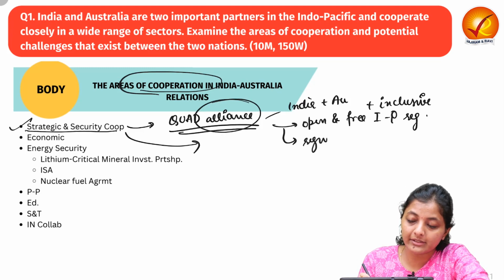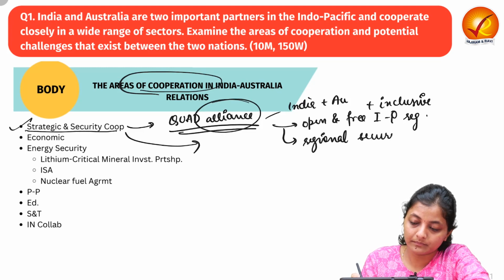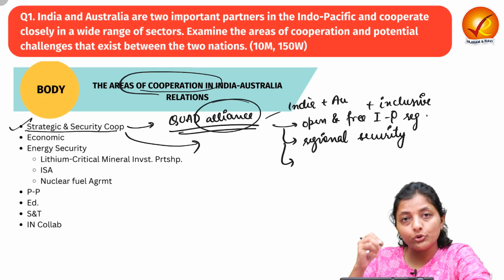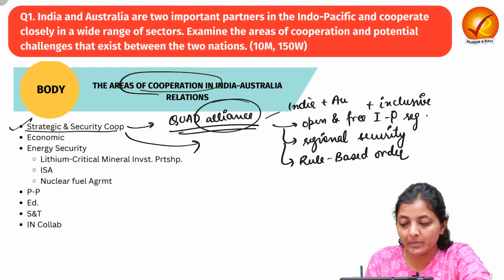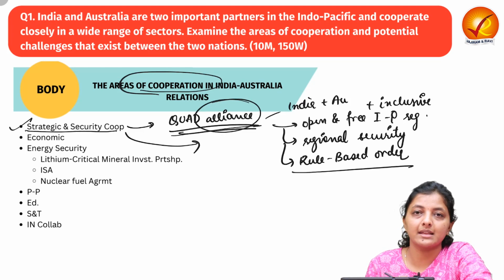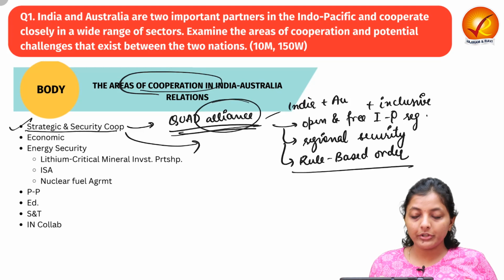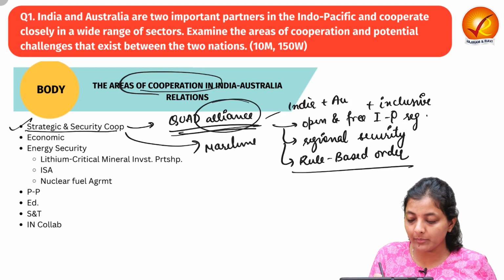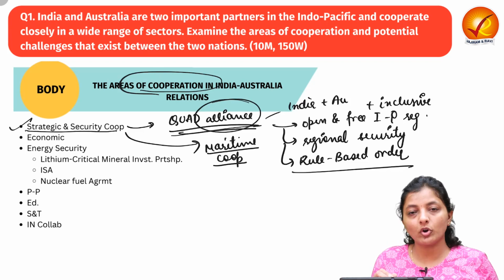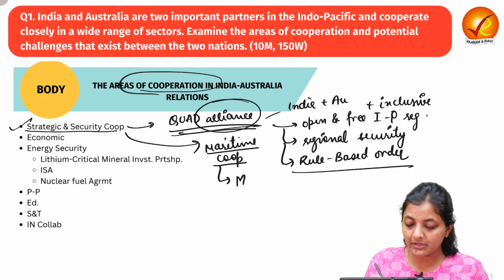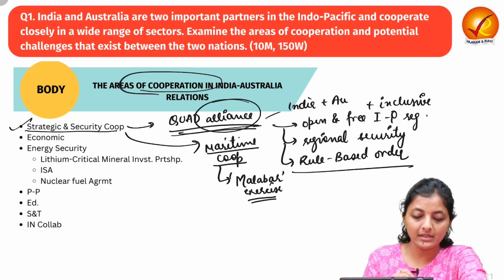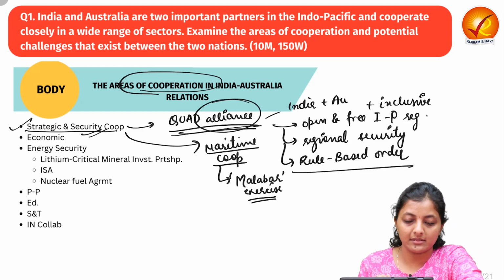Then it is for regional security as well, and also to build the rule based order in the Indo-Pacific region. So, this Quad alliance is there. Under this strategic and security cooperation, maritime cooperation is also there. In maritime cooperation, we host naval exercises or defense exercises, like with Australia, we host the Malabar exercises. So, these are some areas of cooperation where strategic and security domains are concerned.